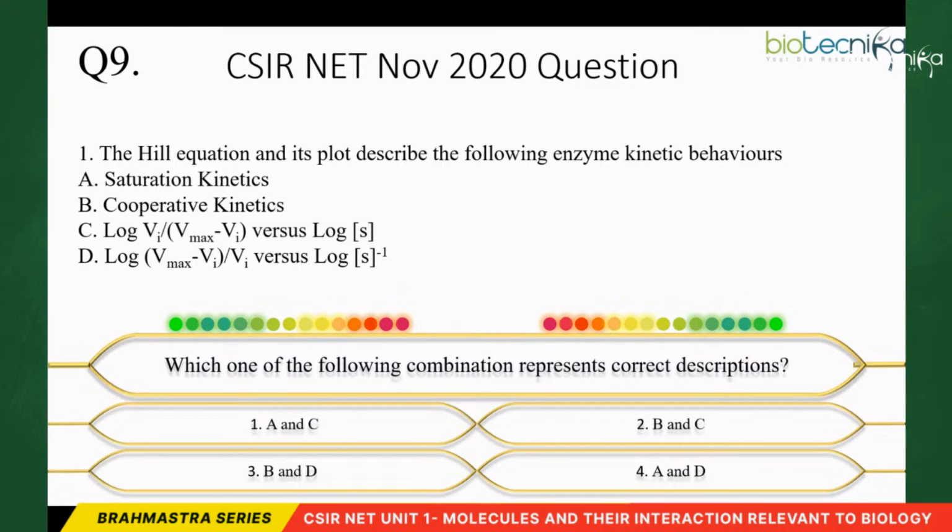The Hill equation and its plots describe the following enzyme kinetic behavior. One is saturation kinetics, cooperative kinetics, or the equation, which out of this equation is correct, and whether it describes saturation kinetics and or cooperative kinetics. So basically one out of A and B should be correct. Hill equation describes what, and one out of C and D should be correct. So that's why you have two correct options that you have to choose from here. Yes, anyone wants to answer this?